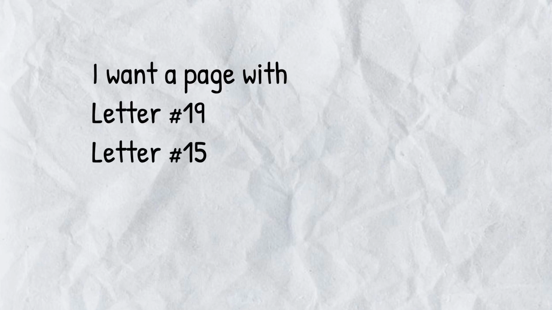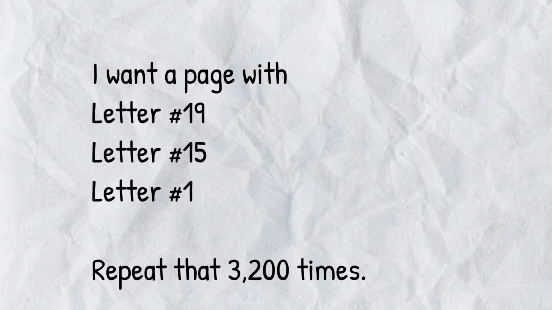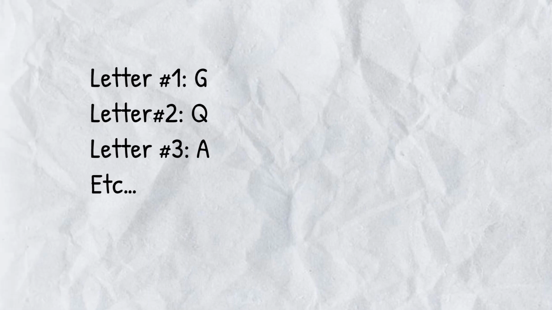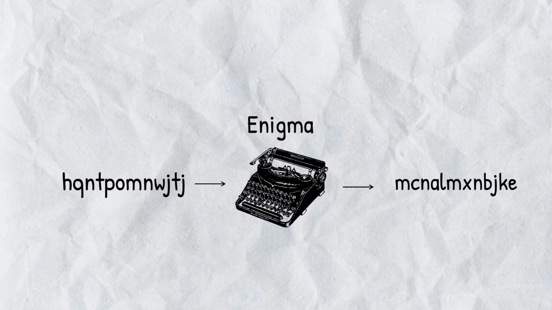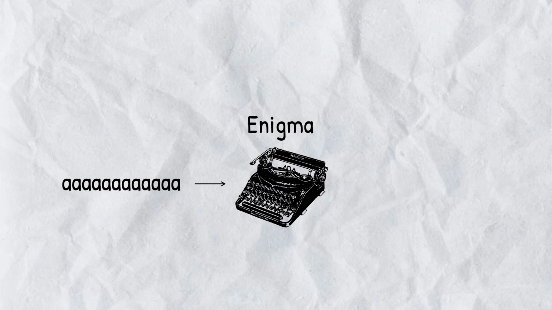I want letter number 19, then letter number 15, then letter number 1, and so on. But the letters aren't in alphabetical order, so you don't know what you're gonna get. It's actually just like if you sat me down with the Enigma machine and you started saying random letters. I'd type them in, then I'd give you the paper which is full of gibberish. Or you could just let me press A over and over and see what comes out. Or tell me to change the last A to a B and see if what comes out was more interesting this time.